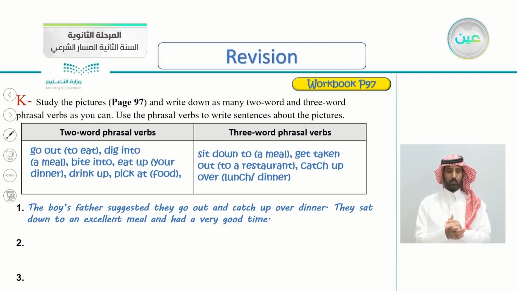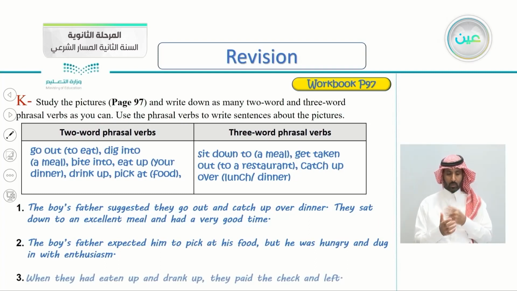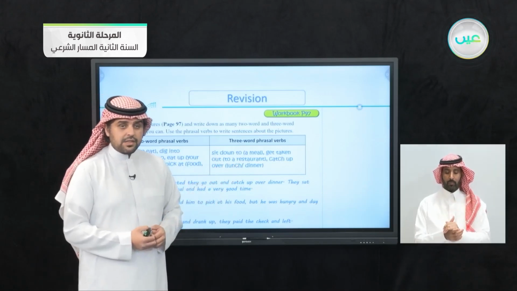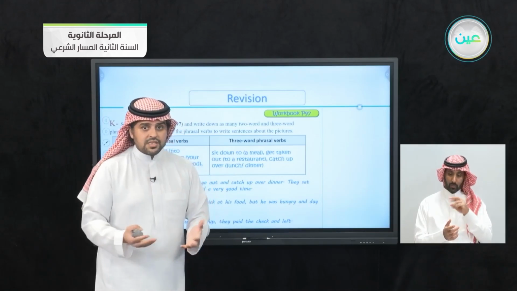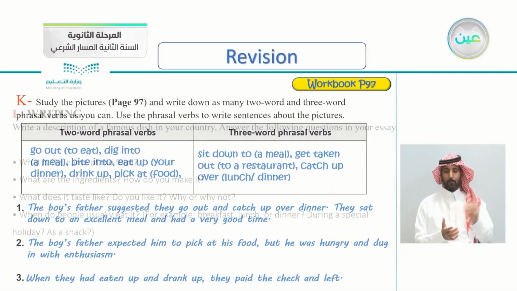Number 2, I've written, for example, the boy's father expected him to pick at his food, but he was hungry and dug in with enthusiasm. Number 3, I've written, when they had eaten up and drunk up, they paid the check and left. So these are the sentences that I've written using the words I've chosen in the chart here. Of course, maybe you came up with different words and written some different sentences. It's correct. There's no right or wrong answer.